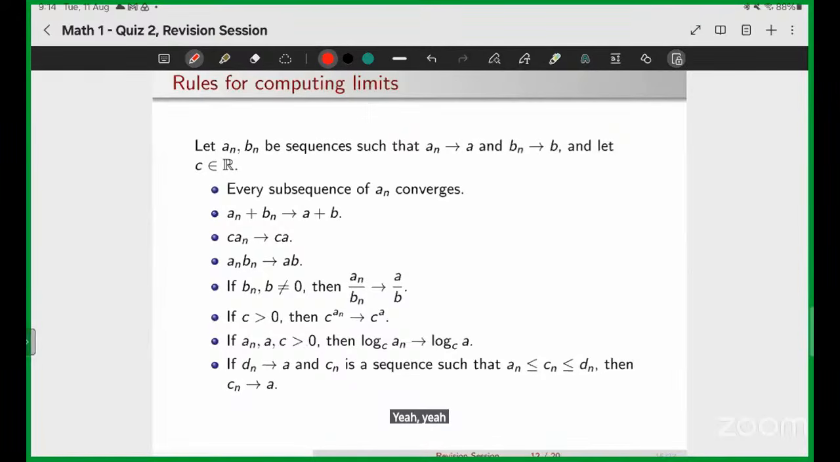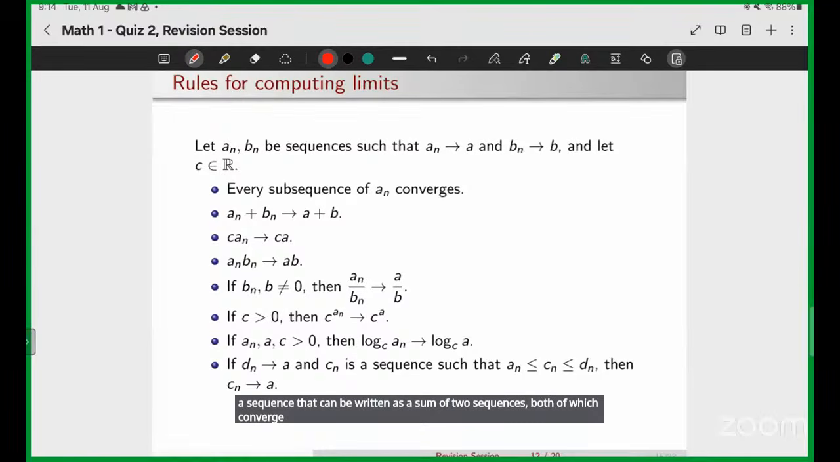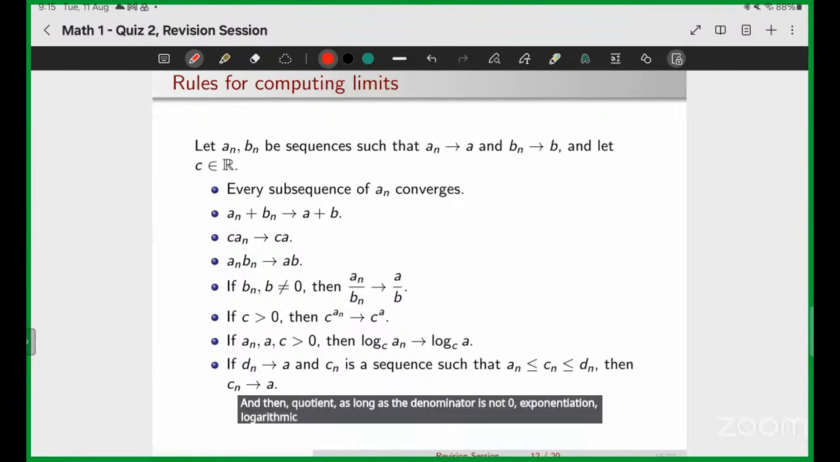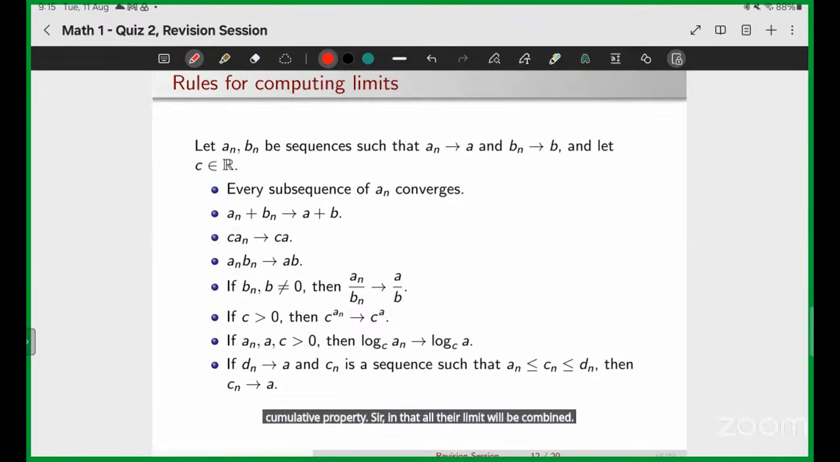And then if you have a sequence that can be written as a sum of two sequences, both of which converge, then that sum sequence also converges, and it converges to the sum of the limits. Convergence respects product, scalar multiplication, and then quotient, as long as the denominator is not zero, exponentiation, logarithm. In all of these, their limits will be combined.